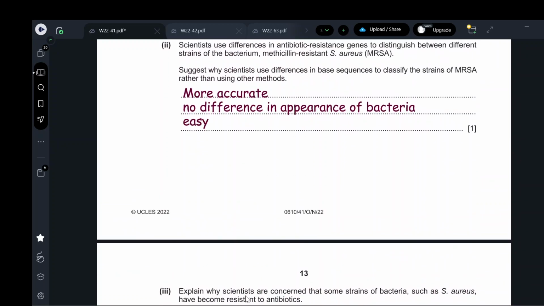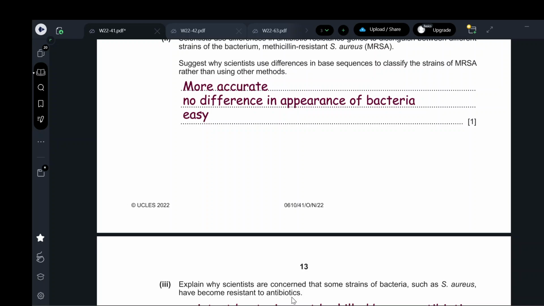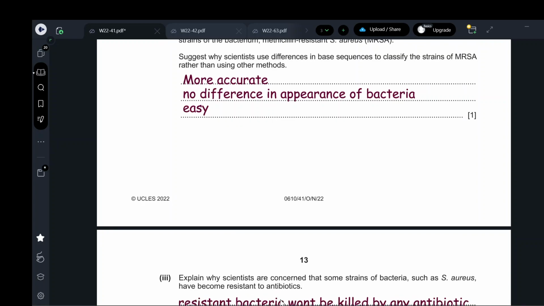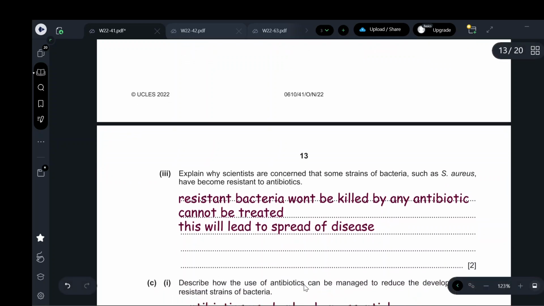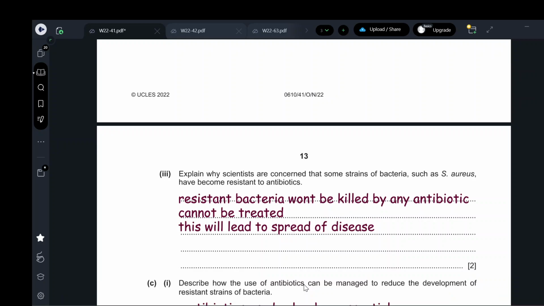Explain why scientists are concerned that some strains of bacteria have become resistant. What is the problem if the bacteria become resistant? Why are we afraid of this? Because if they become resistant, the antibiotics will not kill them, and then they will spread to all the people and may cause infection. Resistant bacteria will not be killed by any antibiotic. It cannot be treated, and this will lead to spread of disease. This is why we do not like the resistant bacteria.